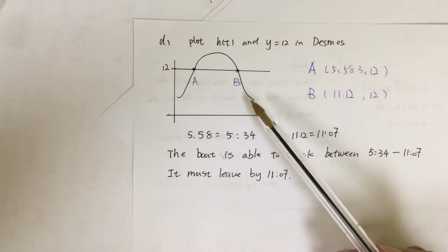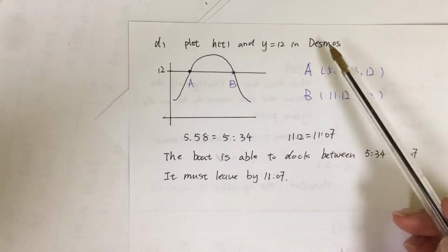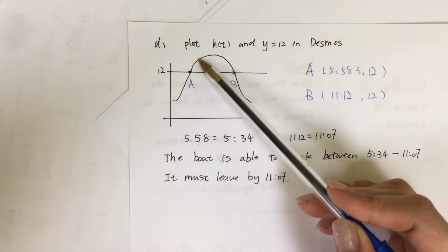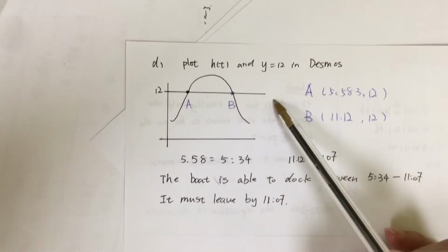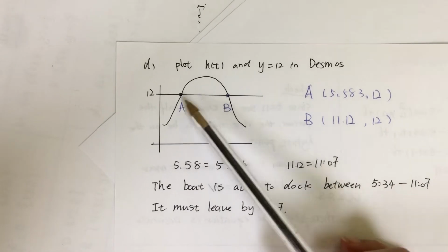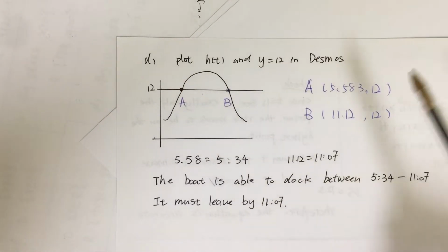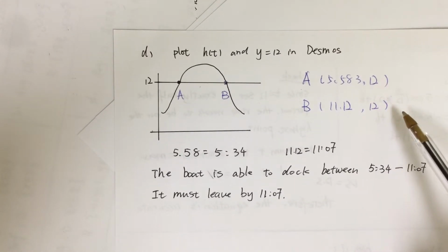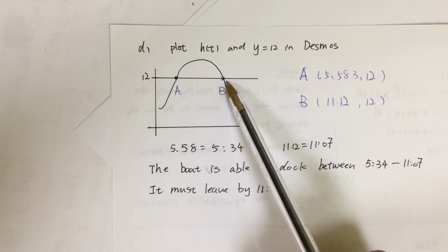For part D, the question asks, as long as the depth is equal to or greater than 12 meters, the boat will be safe. So here I plot both the height function and y equals 12. You can see the intersections at 2 points. And from the decimals given, I read the coordinates. Let's see, the coordinates for A, let's go to B. So between this time interval, the boat is safe.